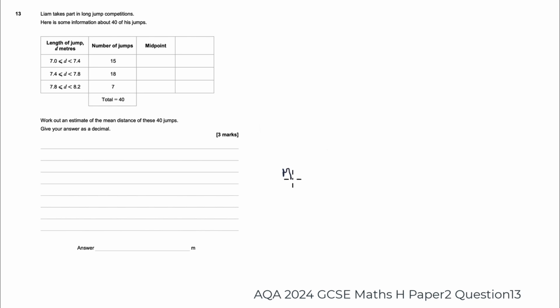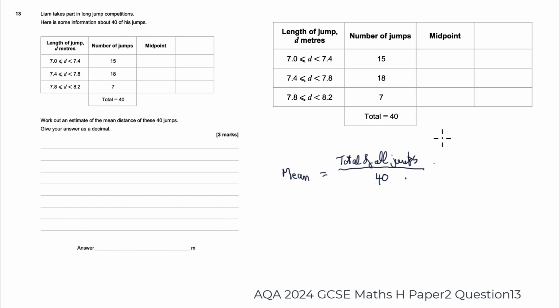Now remember, the mean would be the total of all jumps divided by the 40. That's what the mean is. And we don't know his lengths of the individual jumps, so we have to make an estimate of that. Well, here's a larger version of the table, and they've given us a hint here asking us for the midpoint of that interval. Now, midpoint between 7.0 and 7.4 would be 7.2.